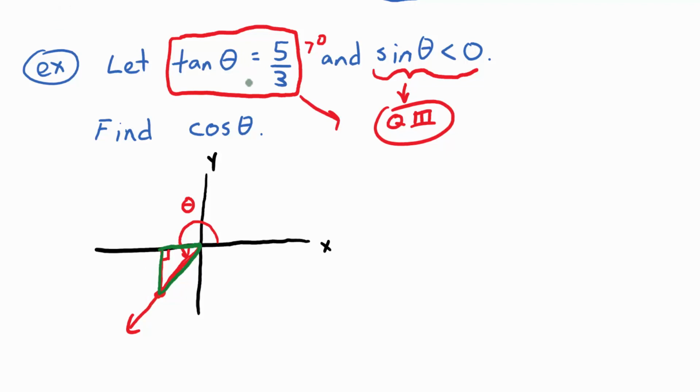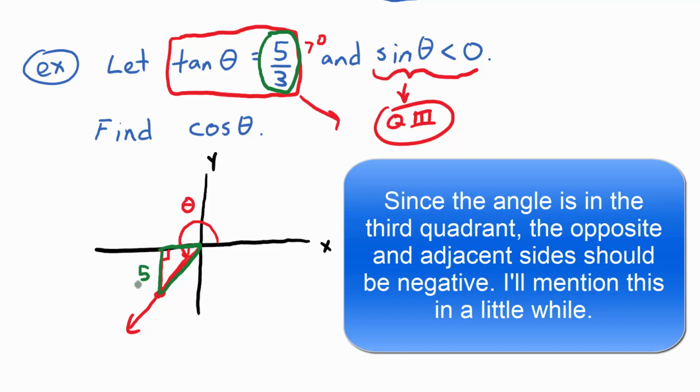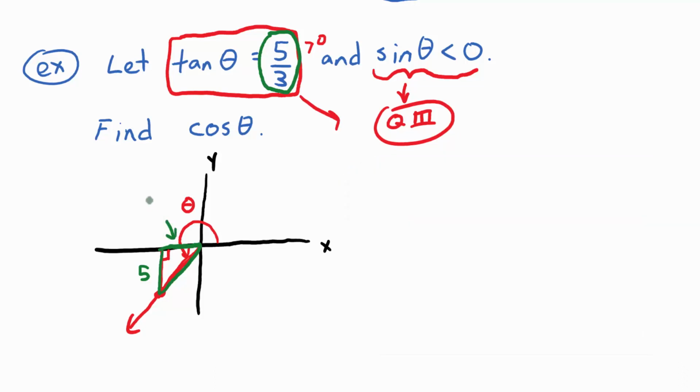Okay. Now use the fact that the tangent of theta, TOA, the TOA part of SOHCAHTOA, use that fact to tell me how to label two of the sides of this triangle. What would the opposite side be? 5, right? TOA, tangent equals opposite over adjacent. So what would the adjacent side be? 3.